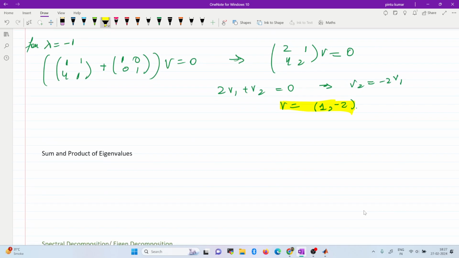Any doubt on finding eigenvalues or those kinds of things? Because PCA and singular value decomposition will all be based on finding eigenvalues and eigenvectors.